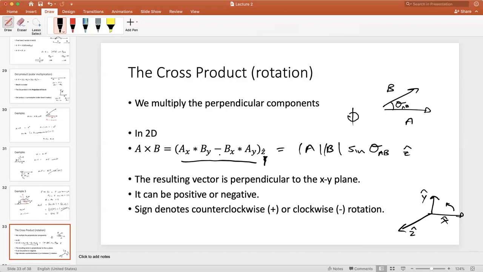This can obviously be positive or negative depending on what the components of A and B are. Here, A only has an x, so that would all go away. And we can see that that's rotating. We'll talk about that in a second. The sign of Z actually denotes whether it's clockwise or counterclockwise. And there's a couple of ways you can do this that we'll practice.